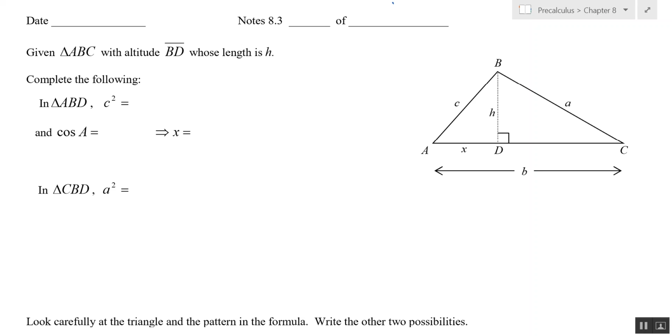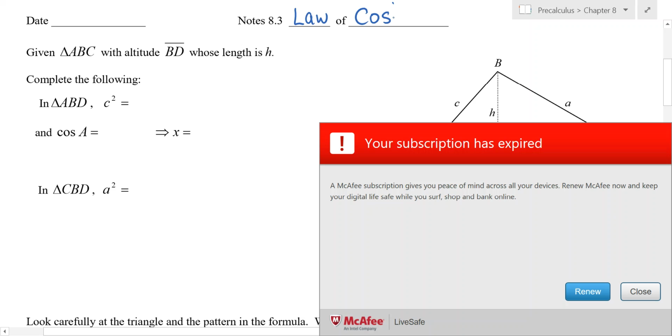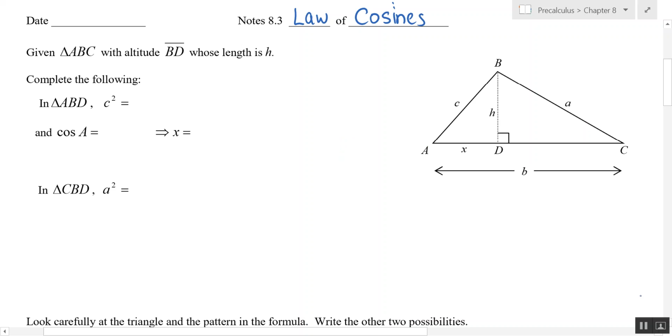Today we're going to look at section 8.3 of our notes, which covers the law of cosines. Now the law of cosines is very similar to the law of sines in that it has a relationship between the angles and sides of a triangle. We've got that large triangle drawn on the right here. It's triangle ABC.